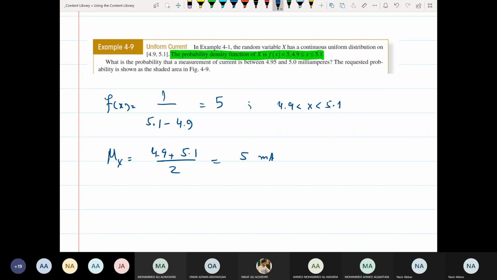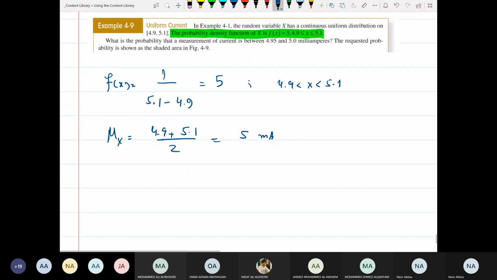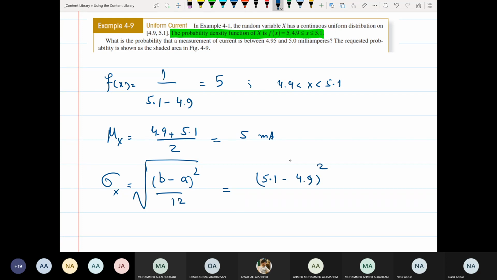If I ask you to find, for example, variance or standard deviation, let's say I ask you to find the standard deviation, you should plug in the values b and a into the expression, that is b minus a whole square over 12, whole square root, should be the standard deviation. So it is 5.1 minus 4.9 whole square divided by 12, whole square root. And this comes out to be 0.0577 milliamperes.